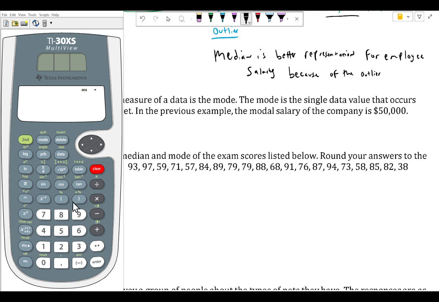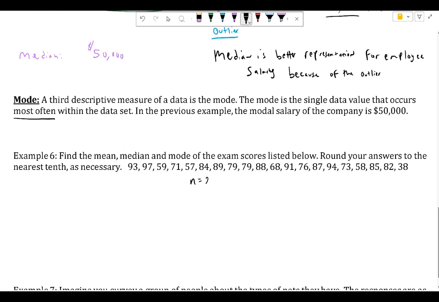So to find the mean, well, first thing we need to know is how many data values we have. We have 1, 2, 3, 4, 5, 6, 7, 8, 9, 10, 11, 12, 13, 14, 15, 16, 17, 18, 19, 20. We have 20 data values. So we need to make sure that we divide by 20.